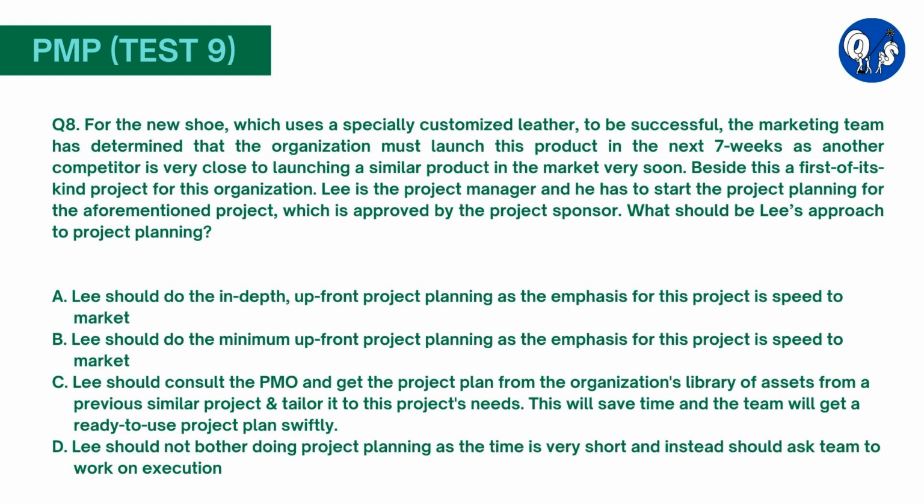Doing too much upfront planning is not very helpful, especially when the project's emphasis is on speed to market. In this scenario, where the company needs to launch the product within a short span of 7 weeks, it is crucial for the project manager to conduct brief, yet sufficient upfront planning to enable the project team to deliver the project's objectives. Having zero or no project planning is not advisable and overly detailed planning is not feasible either. Furthermore, the project manager cannot simply retrieve a project plan from the organization's library of assets for a previous similar project and adapt it to this project's need. As mentioned in this scenario, this is a first of its kind project for this organization.